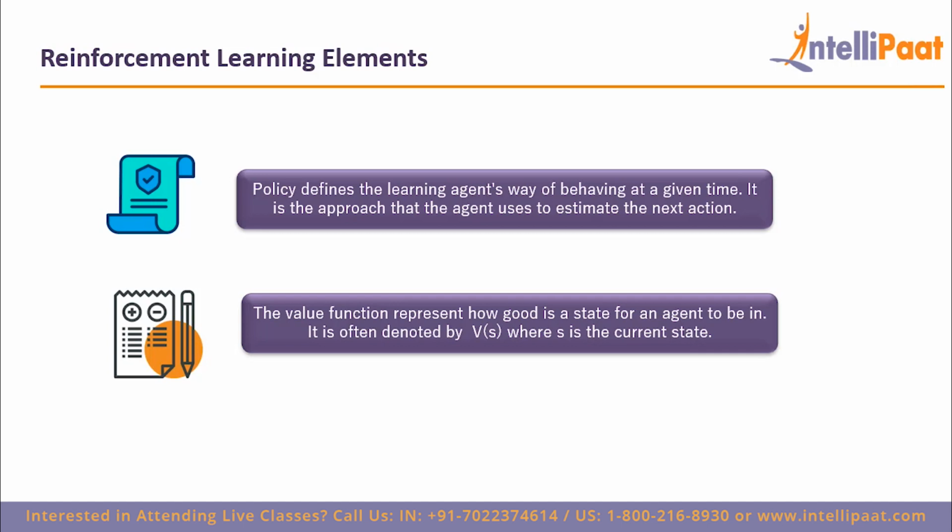So we have multiple actions in a particular state, and each action has a particular value function, and each state also has a particular value function. Based on those value functions, we define a policy that our agent will use to select an action or transition between different states. It is noted by V of S. We'll learn more about these concepts in the coming modules.